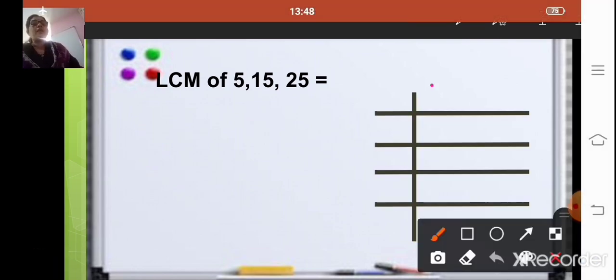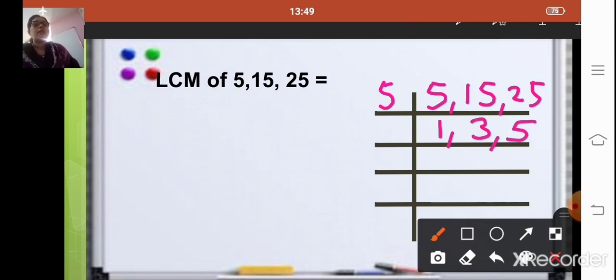So I'll write the numbers here: 5, 15, and 25. Now all these numbers are divisible by 5. So 5 ones are 5, 5 threes are 15, 5 fives are 25. Now let us take this 3. 1 will remain, 3 ones are 3, 5 will remain as it is. The next number 5, 1, 1, and then 5 ones are 5.